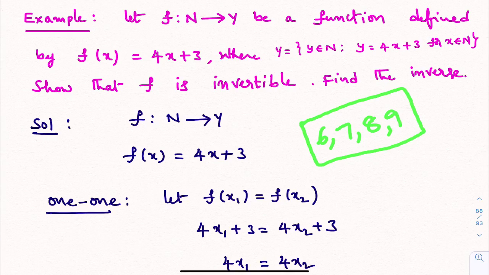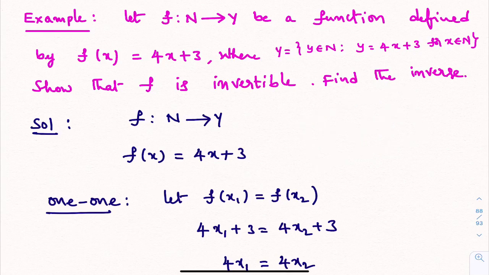Related to invertibility and finding the inverse of a function, 2 worked examples are there. So in this class, I am going to do those 2 worked examples. You see this example. What is the main information in this question? They have given that f is a function from N to Y. Okay, f is a function from N to Y.